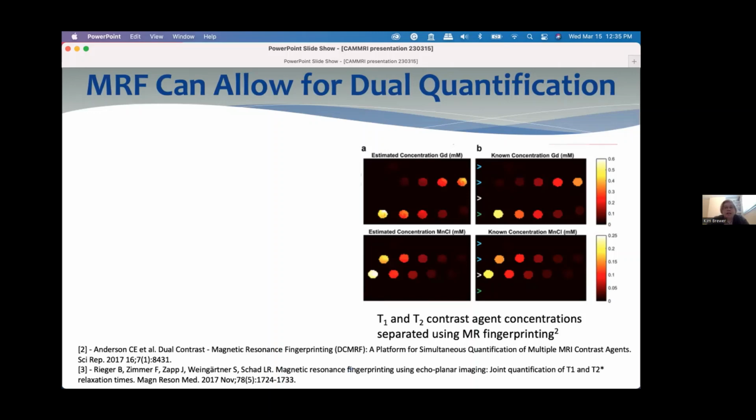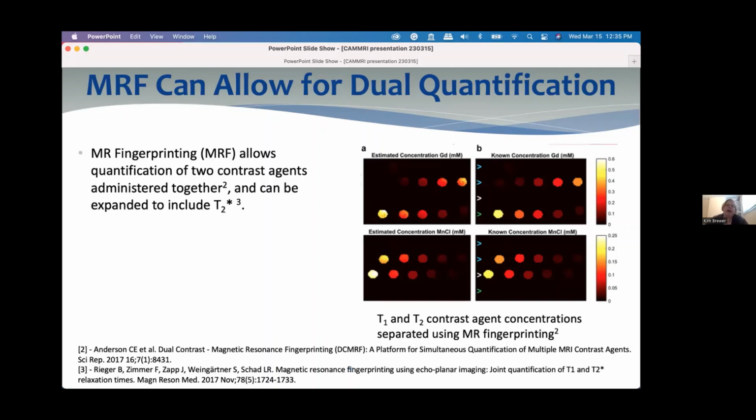I'm not going to describe this in detail because this is what Anna's presentation is about after mine. But in general, MR fingerprinting, or MRF, allows us to quantify two different contrast agents that are administered essentially at the same time. You need two different parameters that you're measuring. In our case, we need T2 star as well as T1. Previous work has been done separating gadolinium and manganese, just using T1 and T2, as you can see in this figure on the right.